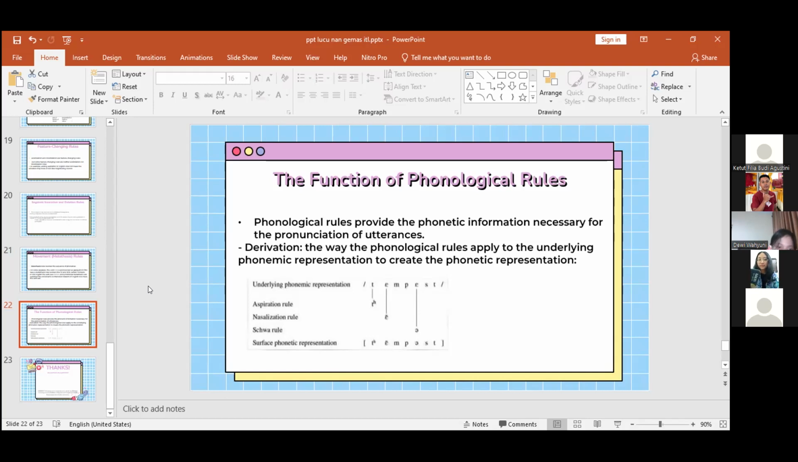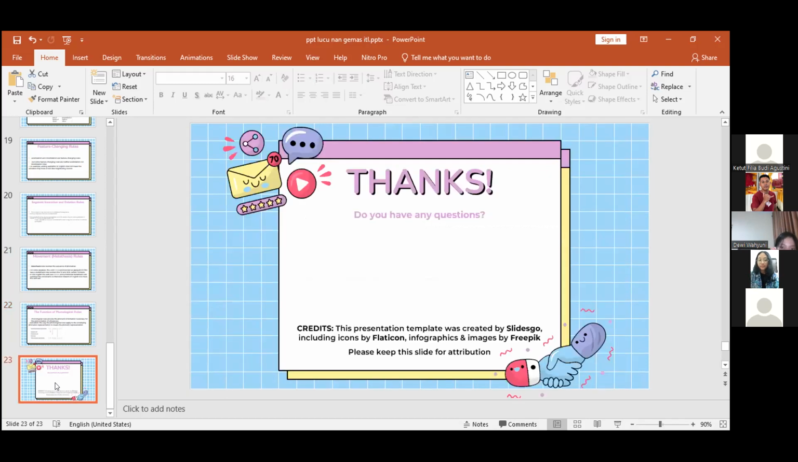Okay, that's all my explanation about the material. So I'll return the time to the moderator. Thank you. Thank you so much to Philia for your explanation. So that is, guys, about our explanation about phonology, the sound patterns of language. I hope you guys can understand the material so you can implement the materials about phonemes and others. So thank you so much.